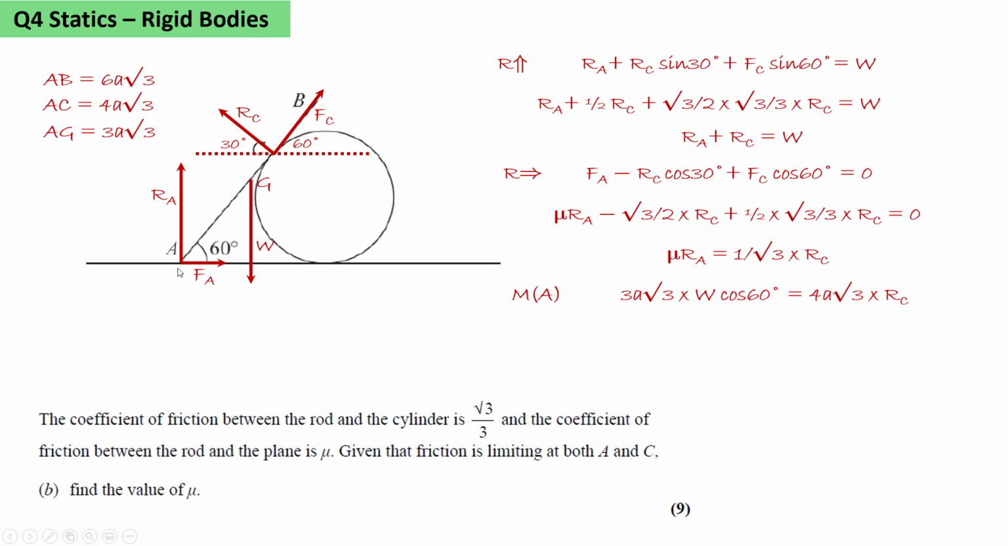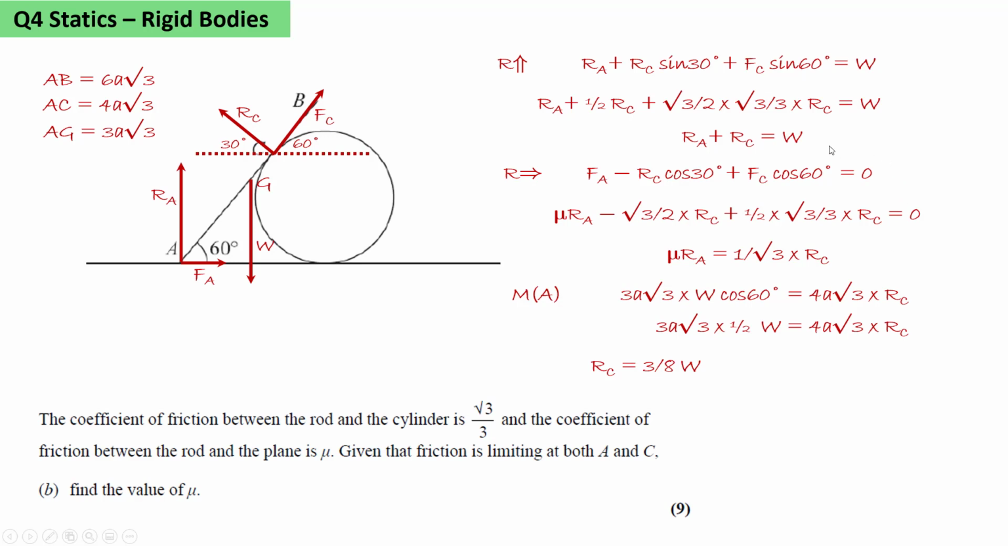Taking moments about A, we have the weight. The moment of the weight will be AG, which is 3a√3 times cos 60 times W, and that will equal 4a√3, which is the distance AC, times the reaction RC. We simplify this, we can see that RC equals 3/8 of W.